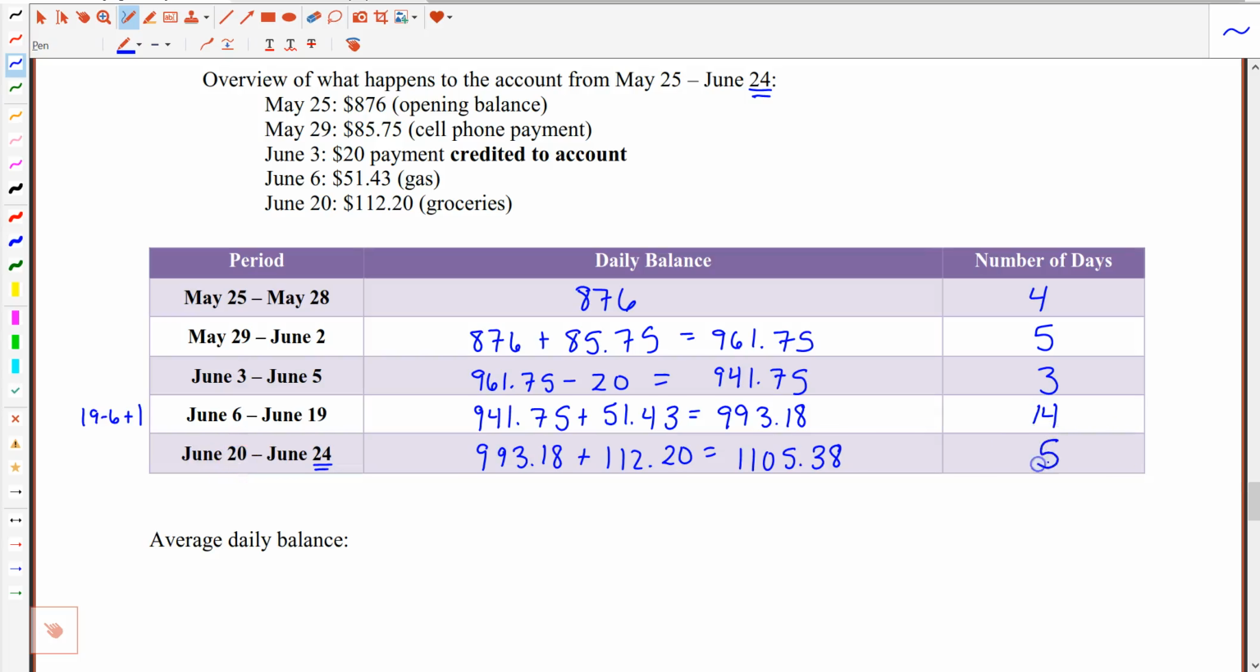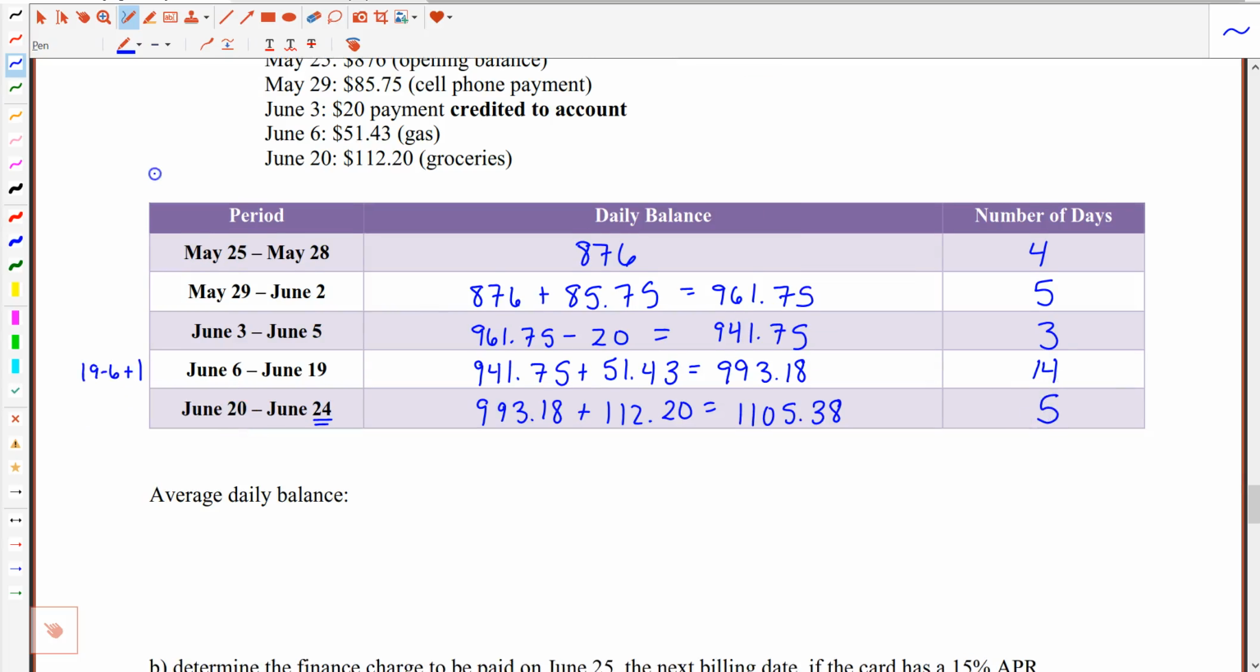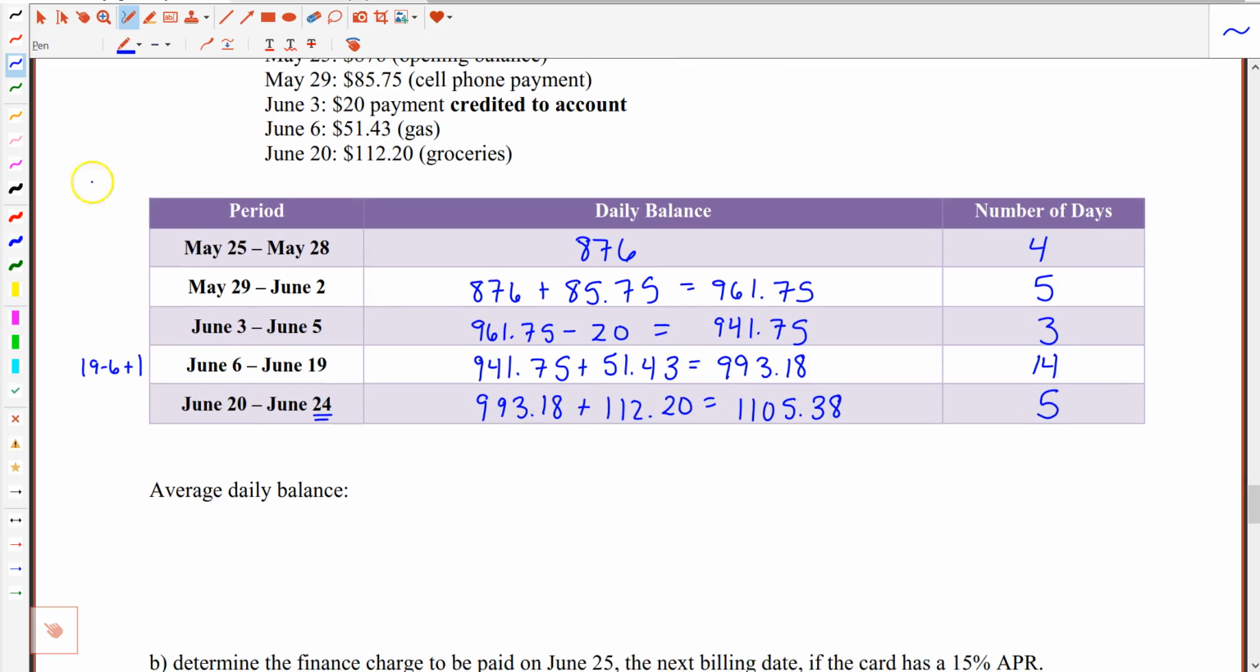That's 5 elapsed days. And one of the nice things is you could double check right here that since we know May has 31 days, that's going to mean that there's going to be 31 days in this billing cycle. When you add up the number of days over here in this column, they need to add to 31.